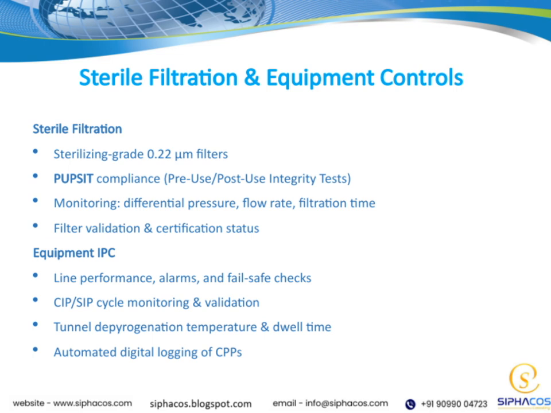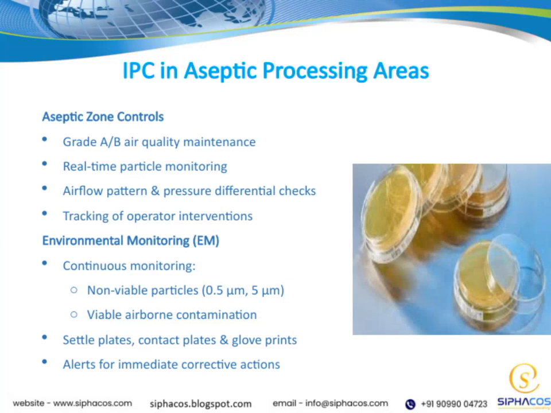We also pay close attention to tunnel depyrogenation temperature and dwell time, which are vital for eliminating pyrogens and ensuring product safety. All these controls are supported by automated digital logging of CPPs, critical process parameters, so we have a reliable record of all activities. Altogether, these sterile filtration and equipment controls form a comprehensive system that guarantees product integrity, compliance, and safety throughout the manufacturing process.